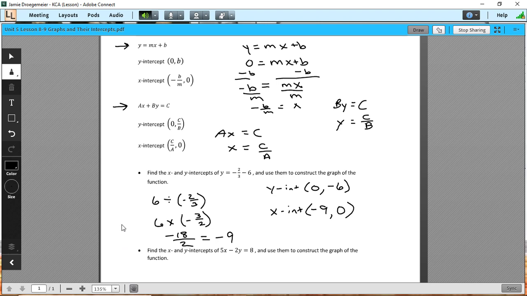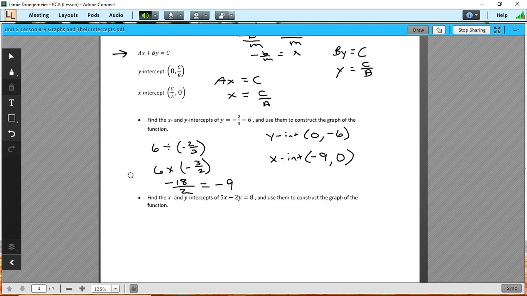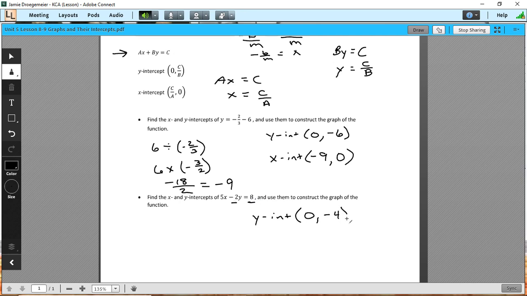All right, let's do the same thing with our second example here. This one is in standard form. We have 5x minus 2y equals 8. Want to find our x and y intercepts. Well, again, the y-intercept has an x value of 0. Our y value is going to be found by taking c divided by b. Our c term is 8. Our b term is -2. So 8 divided by -2 is -4. So that should be our y-intercept.